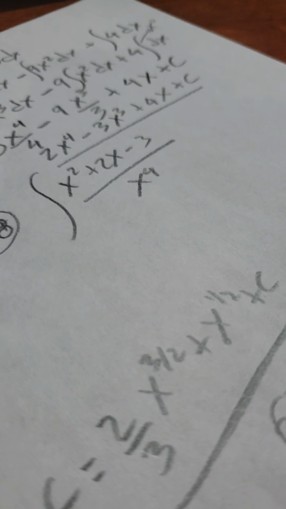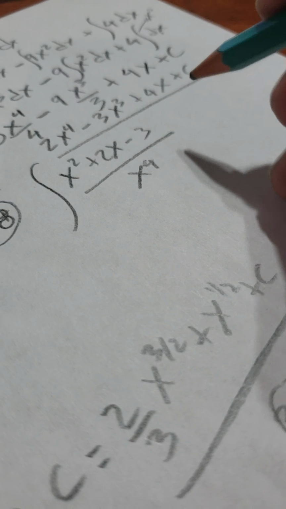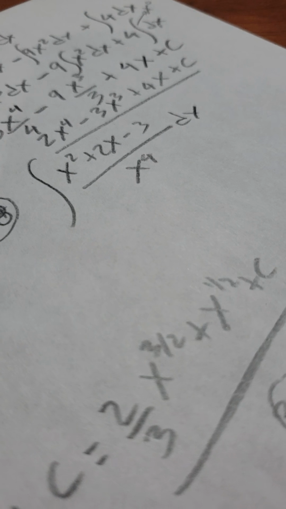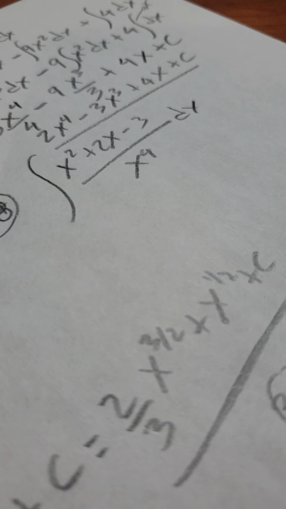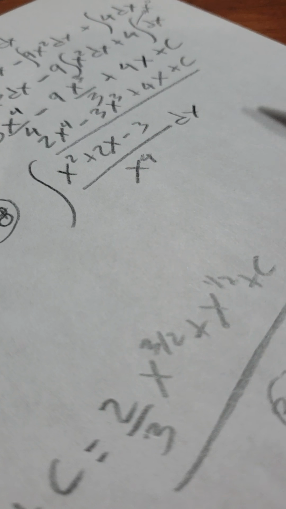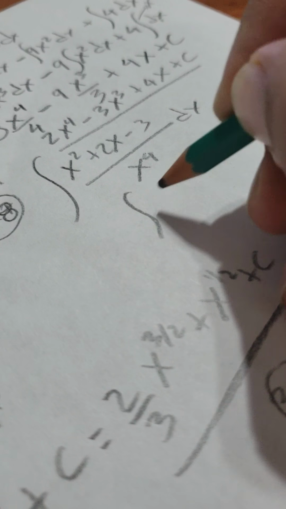Now, let's make another one: the integral of x to the second power plus 2x minus 3, divided by x to the 4th power, dx. The dx has to be here. I forgot to write it. Now, in this part, the simple way is to divide, because we have a monomial in the denominator. It will be simple. Divide to simplify.